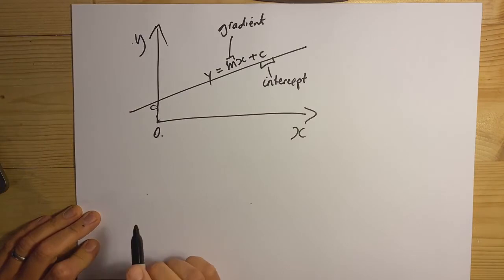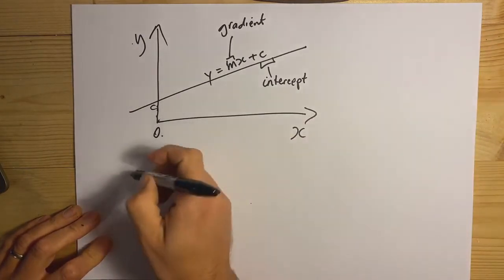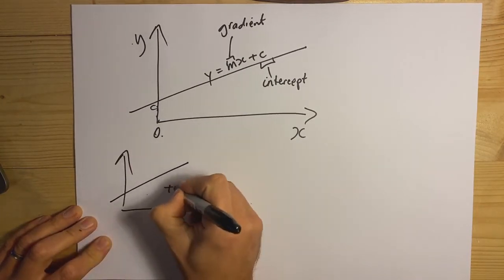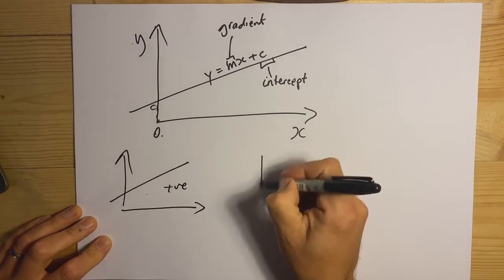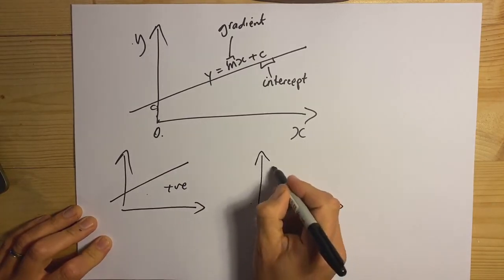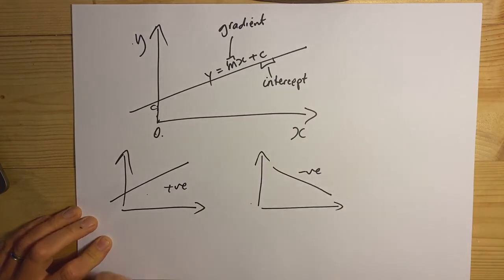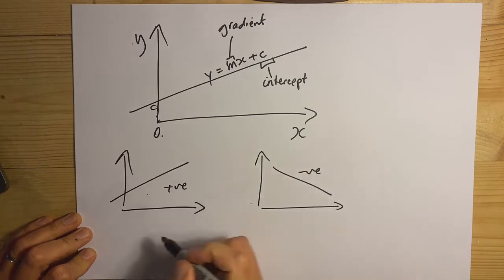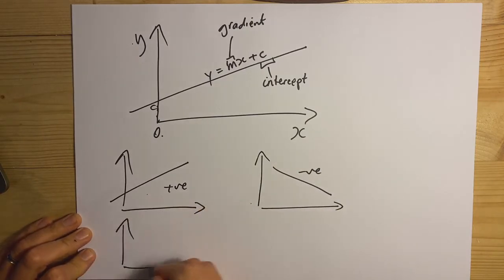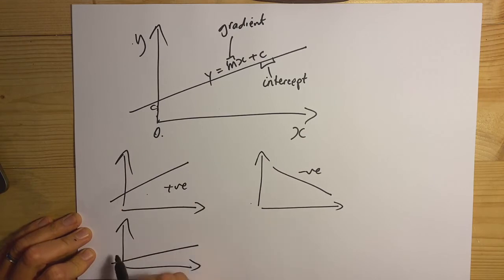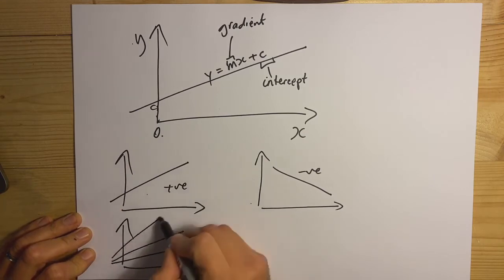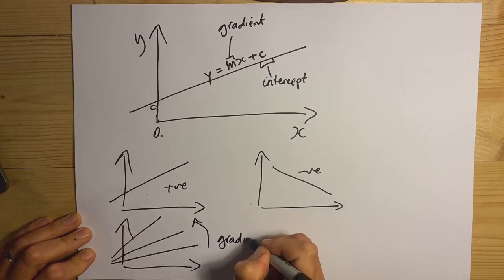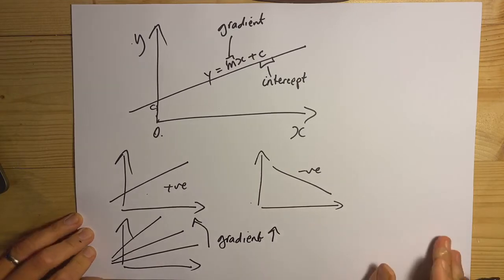Let's think a little bit about the gradient. The gradient can be positive, meaning that we're sloping upwards, positive gradient, and then we can have a negative gradient, which means that we're sloping downwards. Okay, positive gradient sloping upwards, negative gradient sloping downwards. And the bigger the number of the gradient, the steeper it is. So small gradient, higher gradient again. Okay, so gradient increases as we move up those lines.